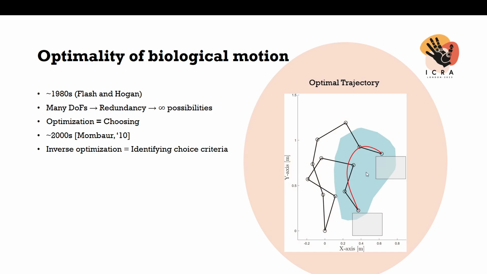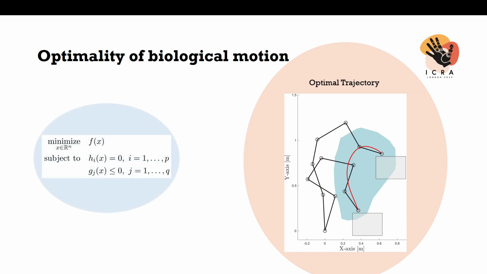So, for example, in this planar box lifting task, we have a 6 degrees of freedom person, stickman, performing a lifting motion in the plane. And among the infinite possible trajectories he could choose to lift this box, he chooses a particular one, which is the red one. So this is an optimization problem in some sense. And in the 2000s, people thought that maybe using data from real people, we could identify the criteria with respect to which people choose their motions. So this is like inverse optimization.